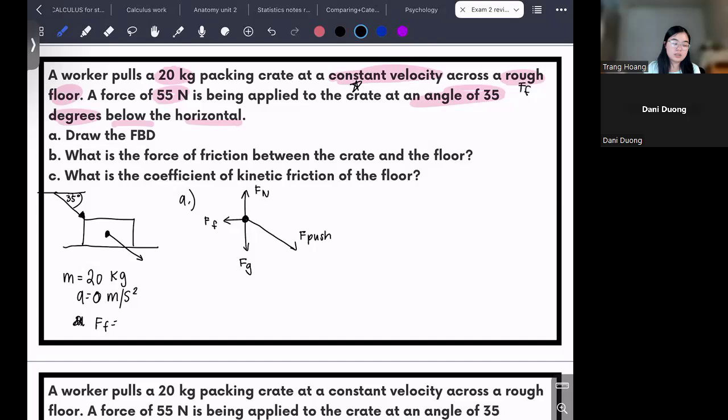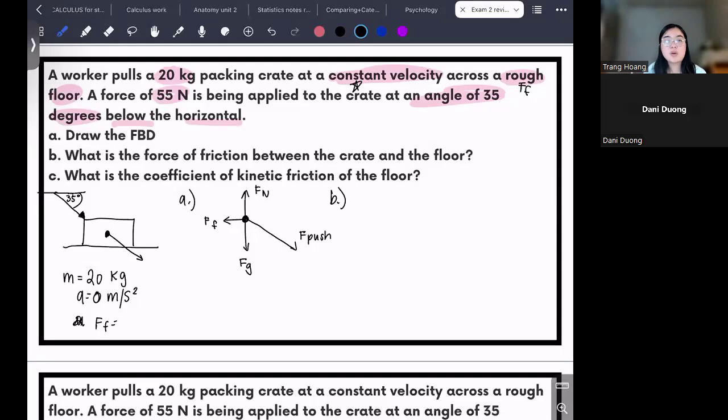Okay, so there's a lot of things going on. So we have our A points, our points for part A. Good job, right? So what's the force of friction between the crate and the floor? Okay, so this is pretty heavy, but not that heavy, right? I don't think it's too bad if you just break it down the right way.